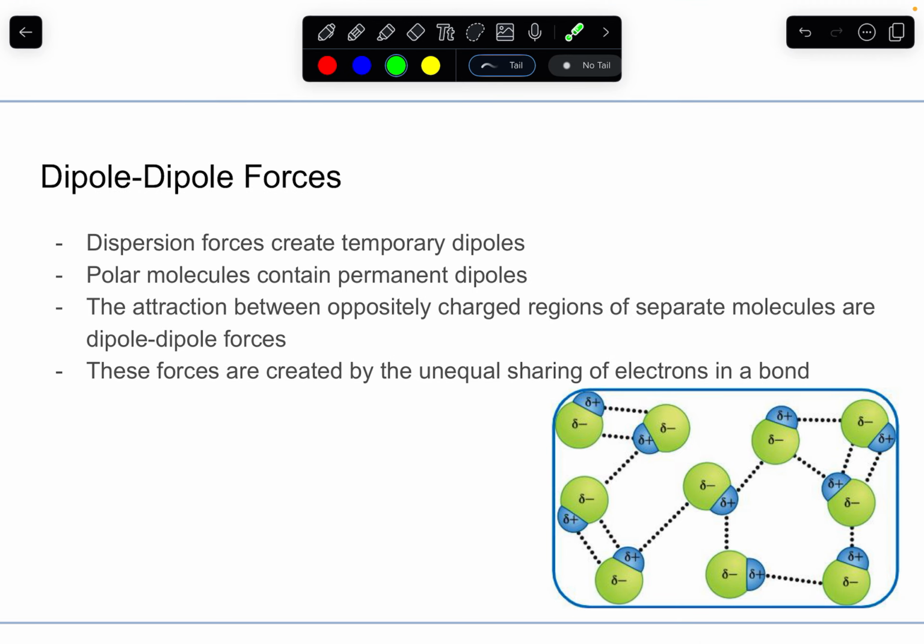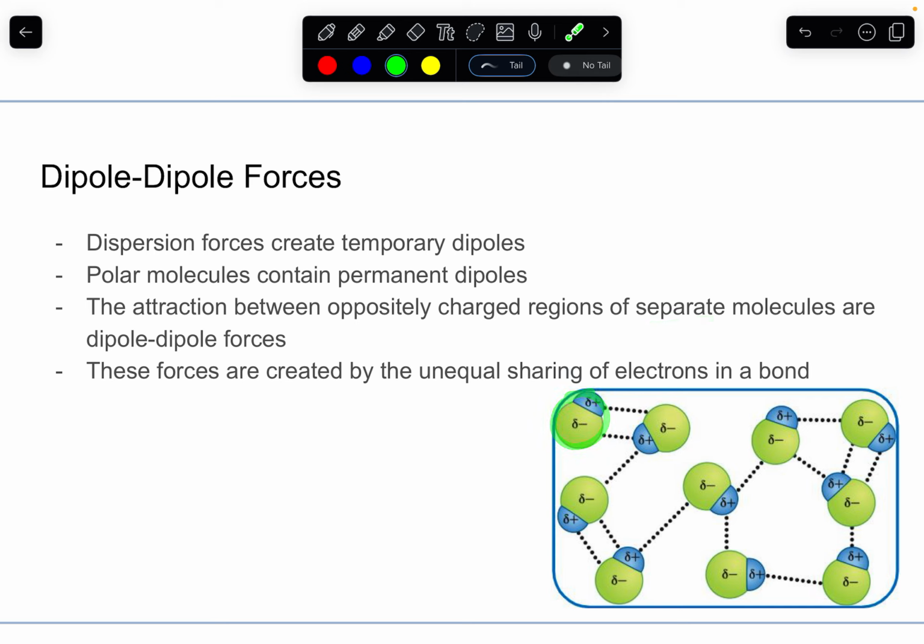Next up, we have dipole-dipole forces. Remember, dispersion forces create temporary dipoles. Polar molecules create permanent dipoles, and that's what these are. Dipole-dipole forces are permanent dipoles. And this is an attraction between the oppositely charged regions of separate molecules.